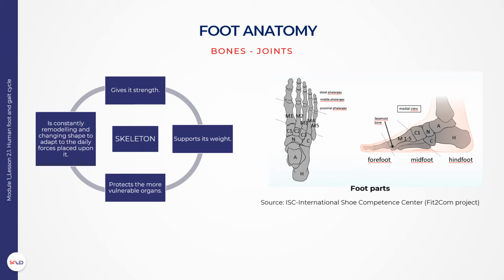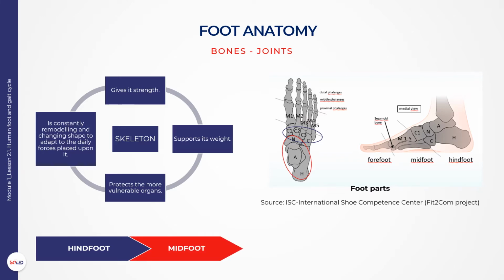The foot bones are divided into 3 parts. Hindfoot: ankle bone, A, and heel bone, H. Midfoot: navicular bone, N, cuboid bone, C, and 3 cuneiform bones, C1, C2, C3. Forefoot: 5 metatarsal bones, M1, M2, M3, M4, M5, 14 toe bones, and 2 sesamoid bones.